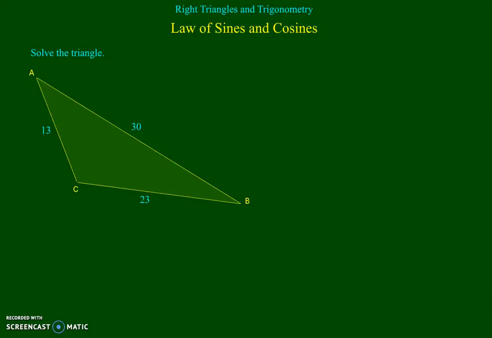This is part 14 of the series Right Triangles and Trigonometry. In this part, I'm going to work another example using law of cosines and law of sines.